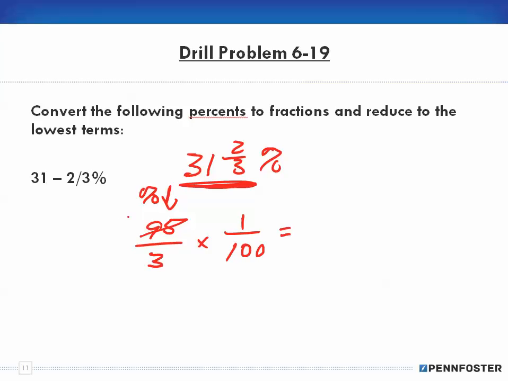5 can go into 95 19 times, and 5 can go into 100 20 times. And then we multiply across. 19 times 1 is 19, and 3 times 20 is 60. And we can't reduce any further, so that's our bottom line.